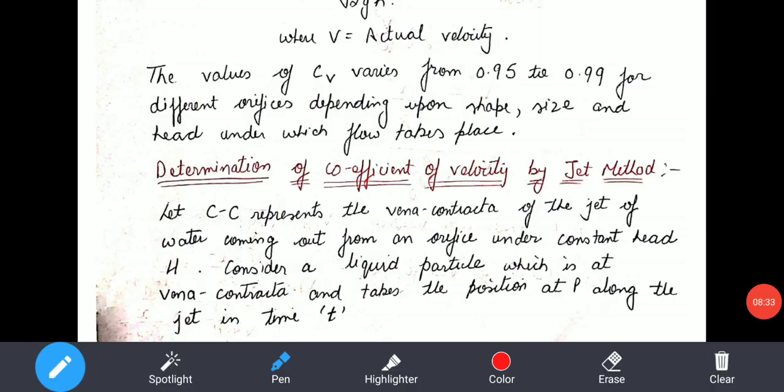Now, this value of Cv generally varies between 0.95 to 0.99. In numericals, normally this value is not given to you, so you have to remember this value. In case it is not given, you can easily assume it in the question.